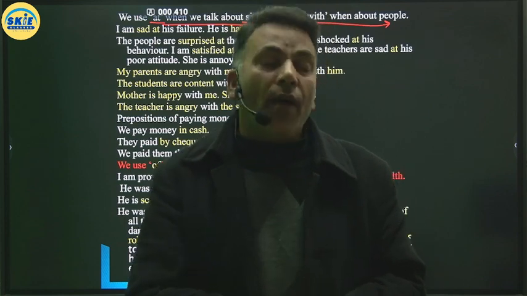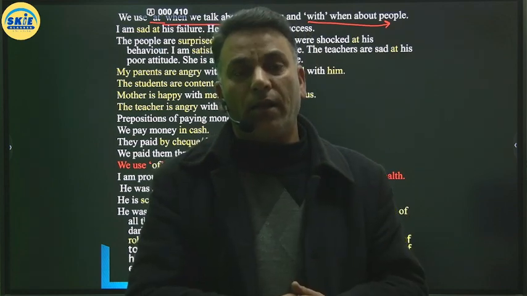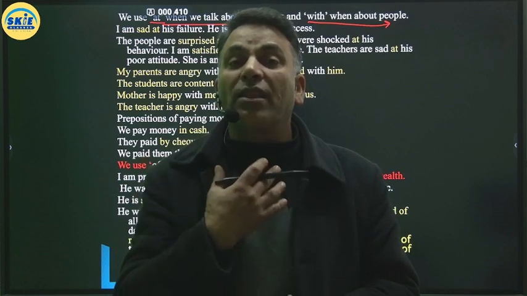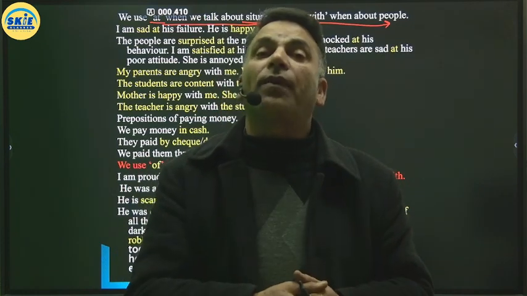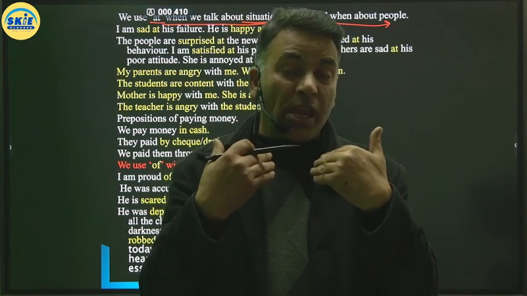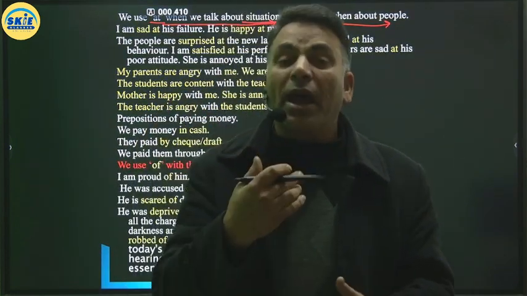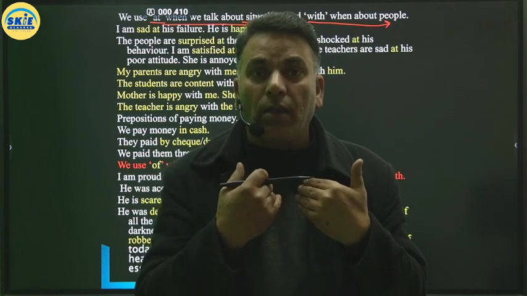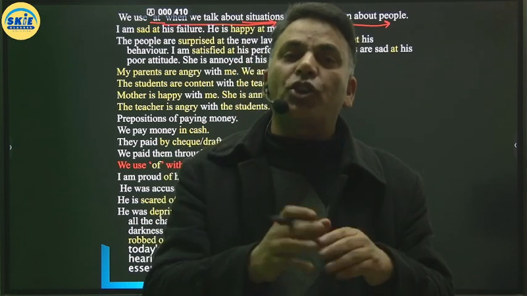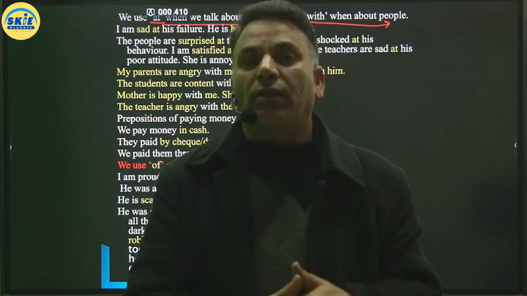But I'm angry with him. I'm happy with him. They are satisfied with me, person, but they are satisfied at my performance. My friends are happy with me, but my friends are happy at my success. So when it is a situation, you use "at", but when you're talking about a person, you use "with".